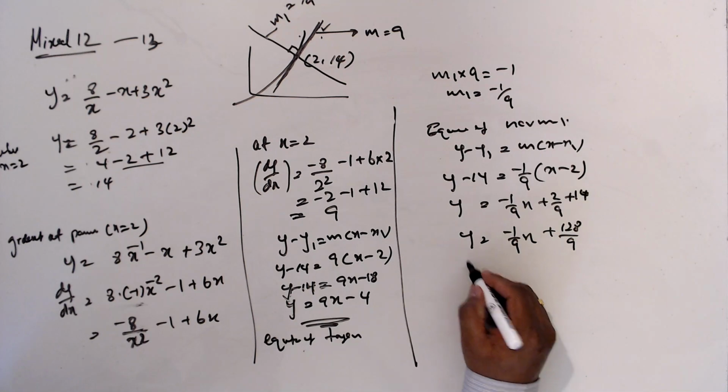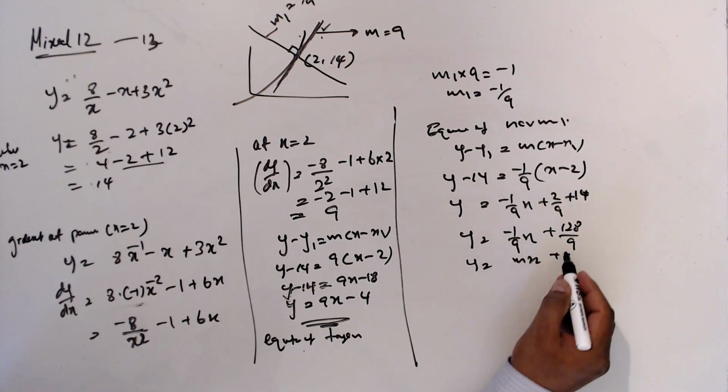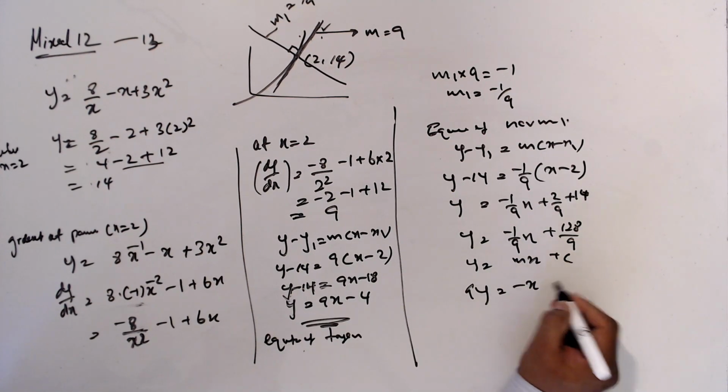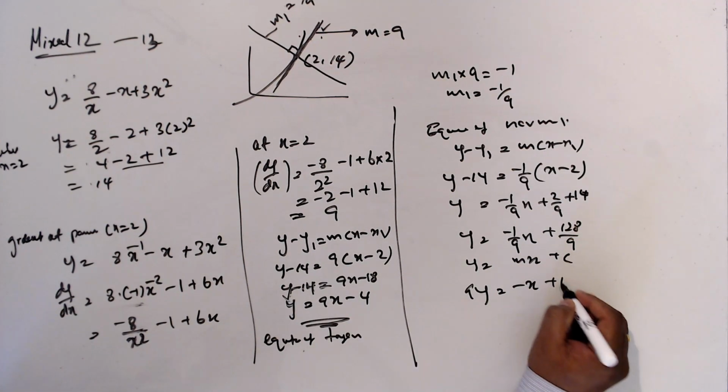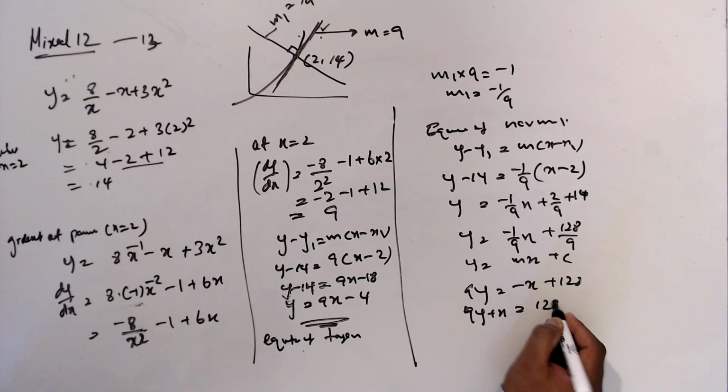This is y equal mx plus c form, or you can keep it differently. You can multiply by 9. 9y equal minus x plus 128. So 9y plus x equal 128.